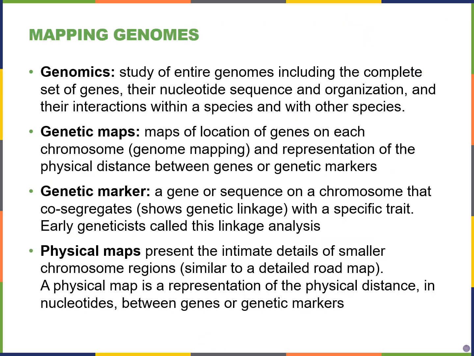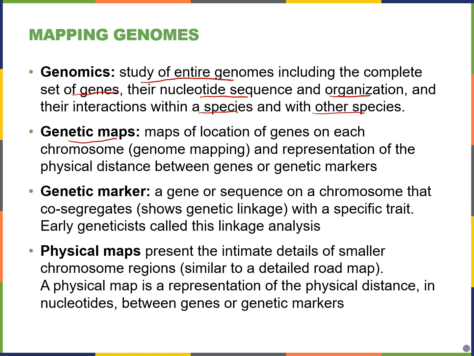So Chapter 17 is basically a giant list of common biotechnology and genetic engineering techniques. So our next one is mapping genomes, and for this one we have to know some vocab terms. The first one is genomics, which is the study of entire genomes, which includes the genes that are present in an organism, their nucleotide sequence and how they're organized, how these genes interact within the species and across species.